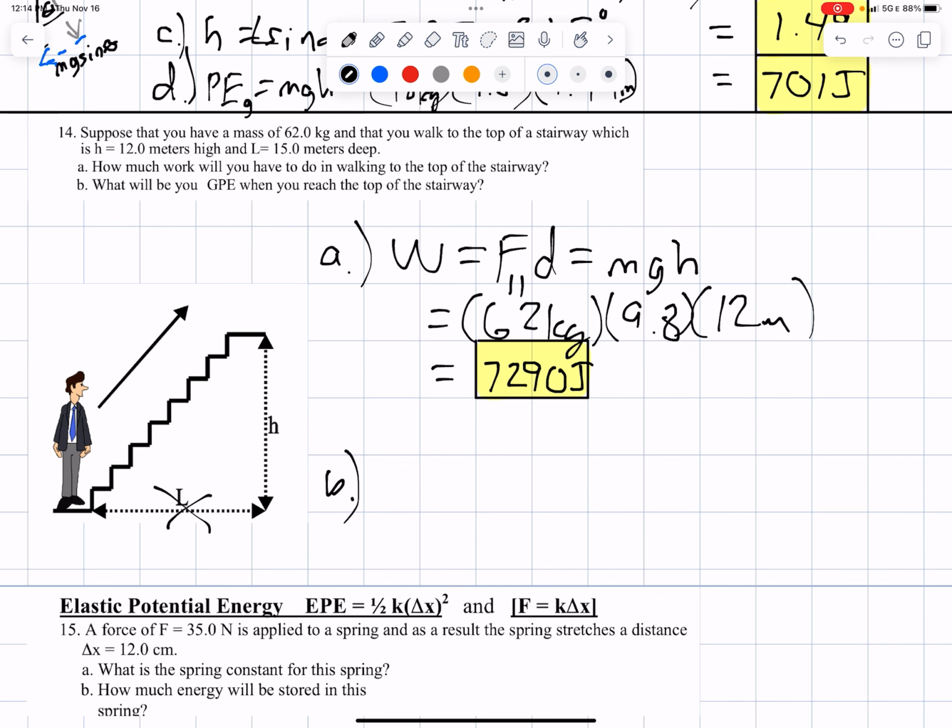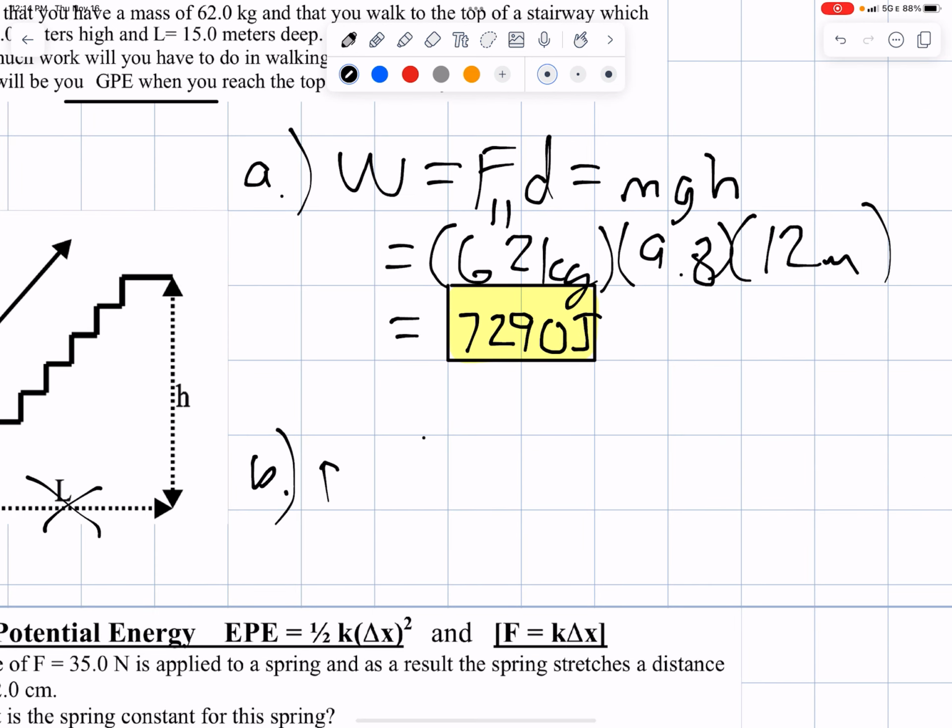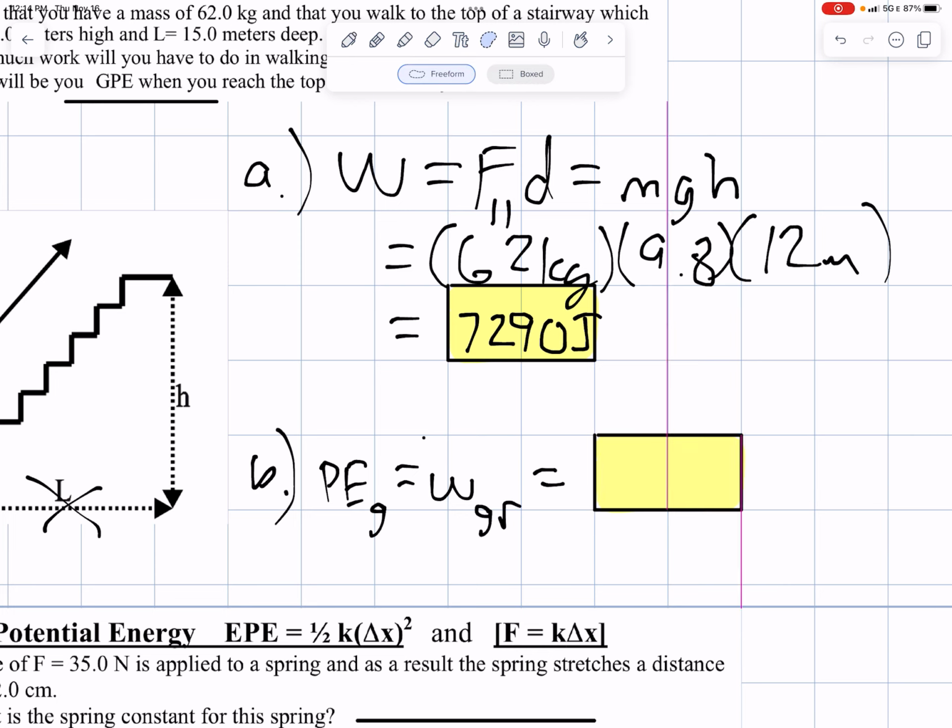Now, part B is looking for the gravitational potential energy when you reach the top. Well, what is the gravitational potential energy? It's the same as the work done, right, against gravity, which we just found. 7,290 joules.